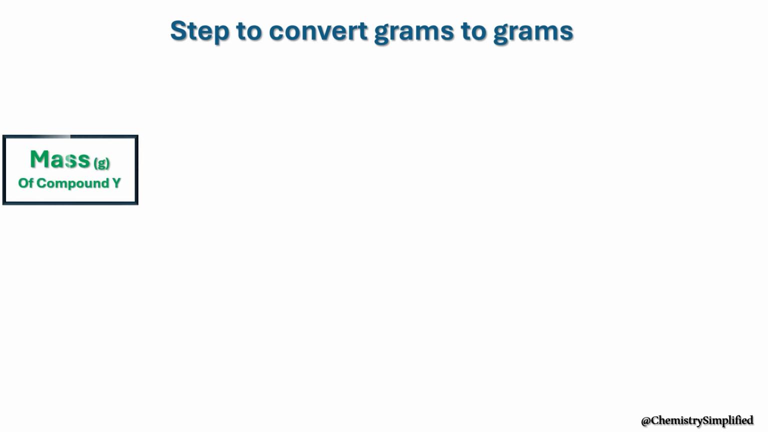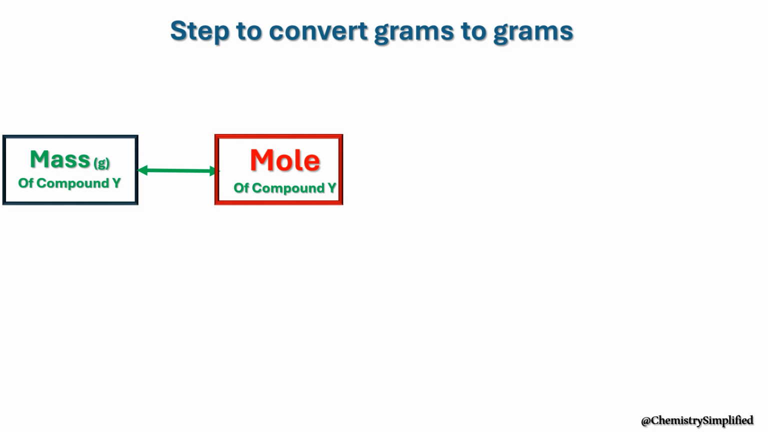Our topic for today is how to convert mass of a substance to mass of another substance. First, let's look at the steps that are involved in that conversion factor. So let's say you're given the mass of Y. The first step, we have to convert it to moles of Y. And how do we do that? We need to divide by the molar mass.